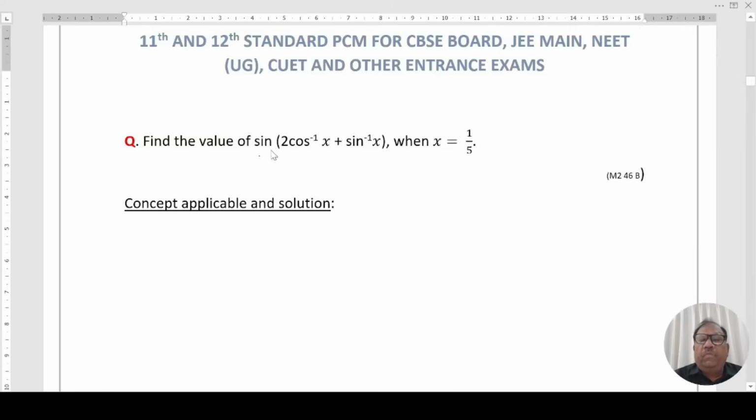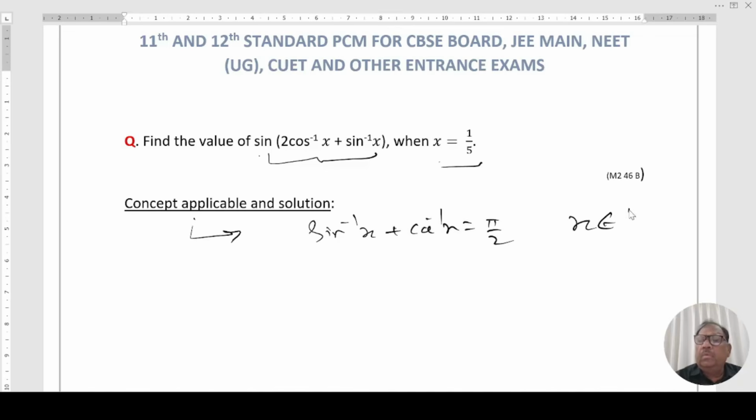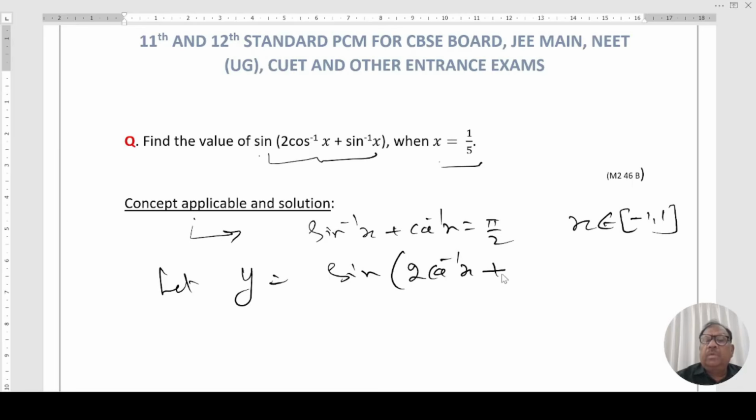Question is, find the value of sine of 2 cos inverse x plus sine inverse x when x equal to 1 by 5. Concept applicable. Sine inverse x plus cos inverse x equal to pi by 2, provided x belongs to minus 1, 1. Now let y equal to sine of 2 cos inverse x plus sine inverse x. To find value of y when x equal to 1 by 5.